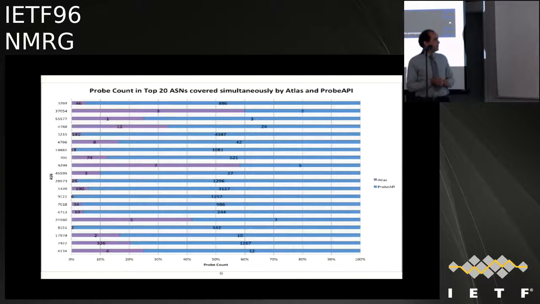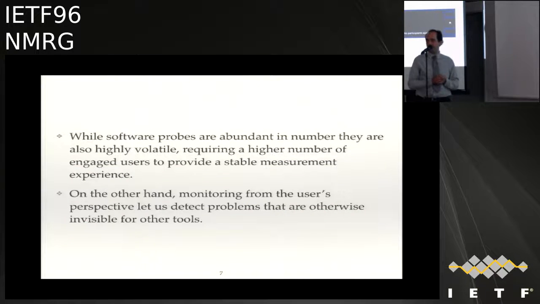Next one. Like I said before, they are highly volatile. That's why we require a higher number of probes than normal to make reliable measurements, because they appear and disappear as normal users open and close their laptops or computers. And monitoring from the user's perspective lets us detect problems that otherwise aren't easy to see because of the vantage point problem in measuring networks: depending on where you're measuring from, you will be able to see some things happening or not.